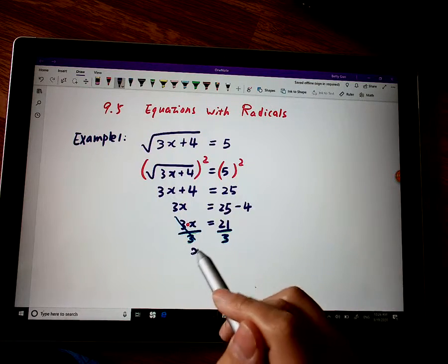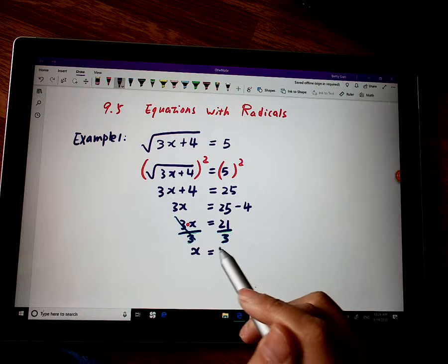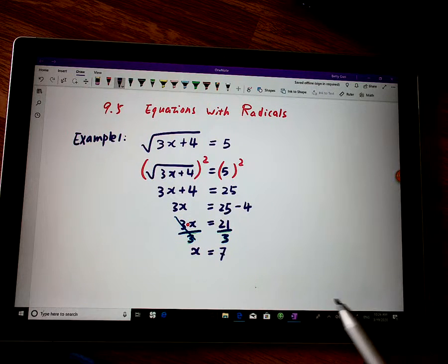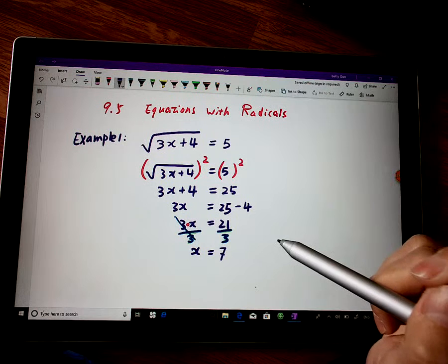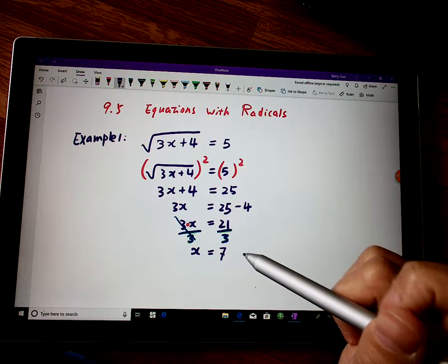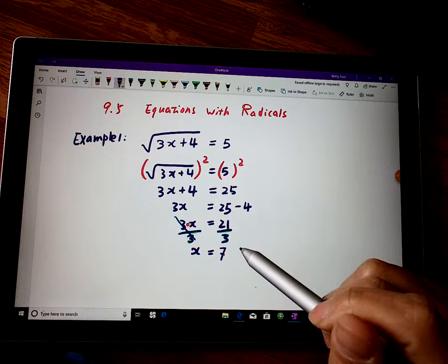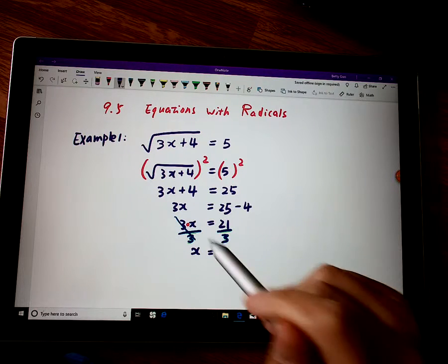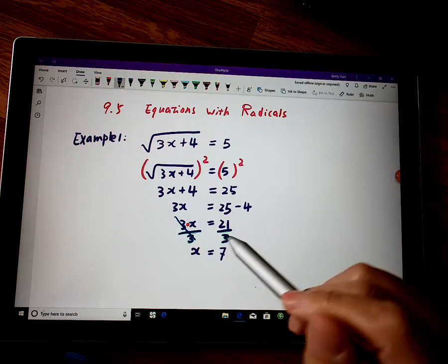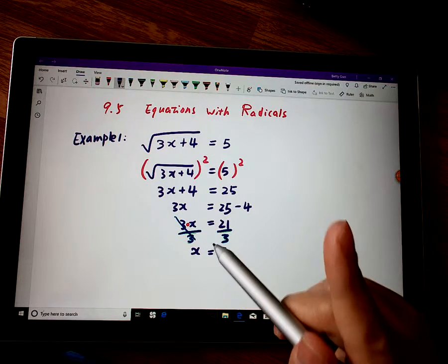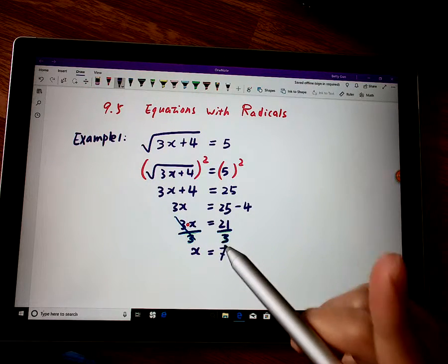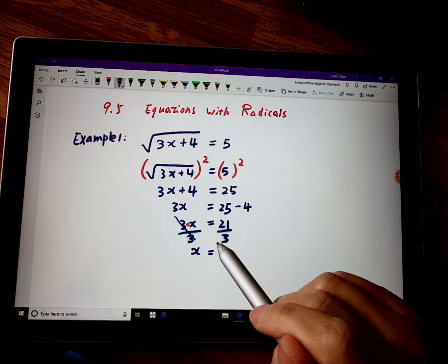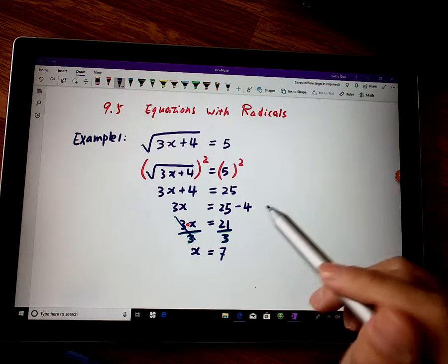We have x isolated on the left-hand side. We have x equals 7. 21 divided by 3 equals 7. That's step 4, actually. Solve the equation. After all the radicals have been eliminated, we solved it, we got x equals 7. The last step in the guidelines, step 5, we need to check all our proposed solutions.